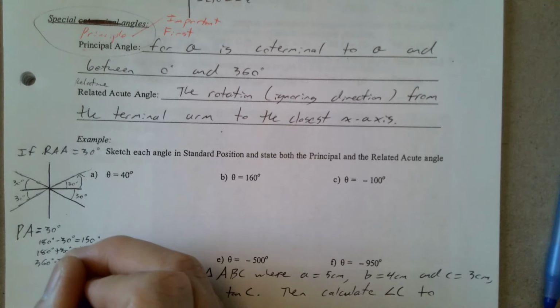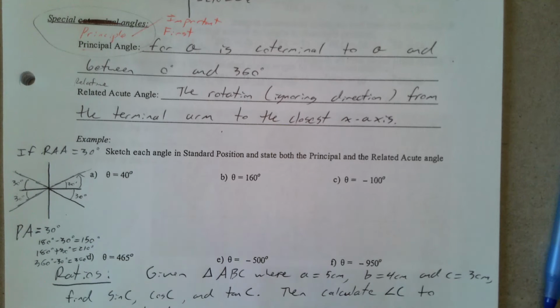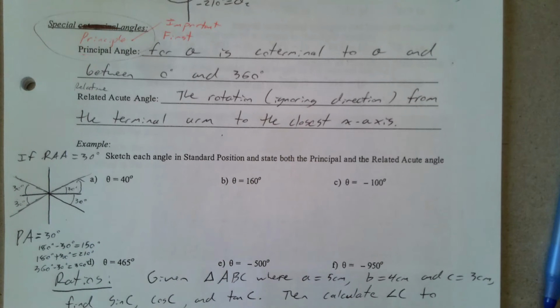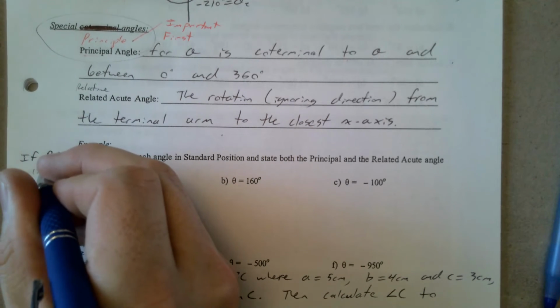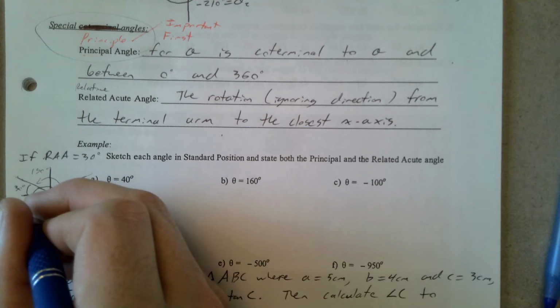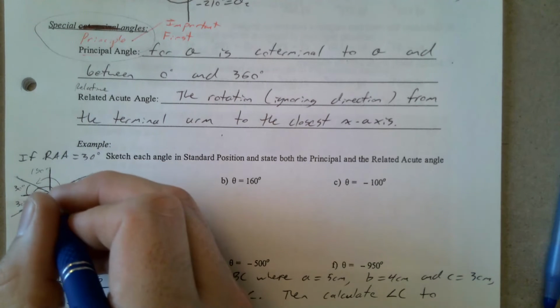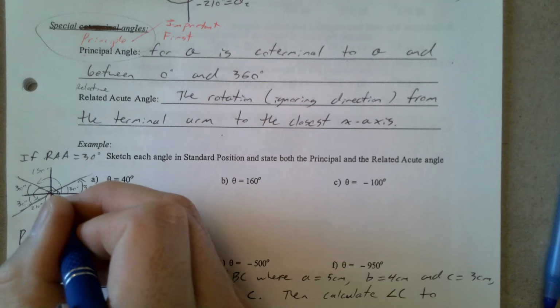Sorry about the space. Okay. I would not try to memorize formulas for how to find your related acute angle. Just draw a sketch. That was 30 degrees. Here's 150 degrees. Here's 210 degrees. And here is 330 degrees.